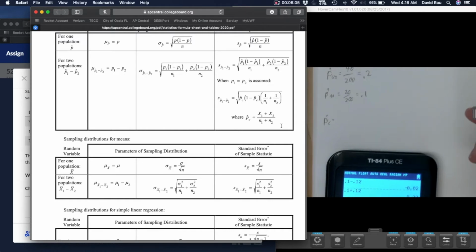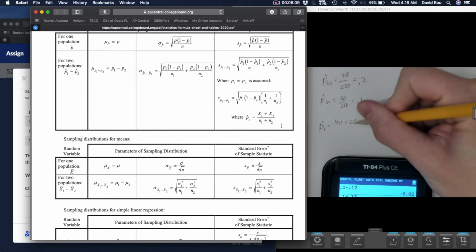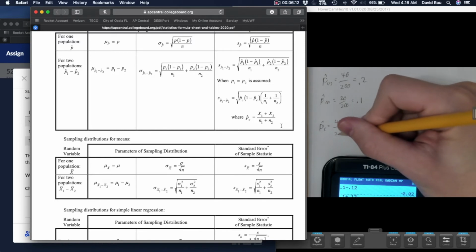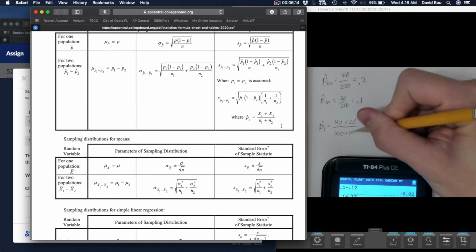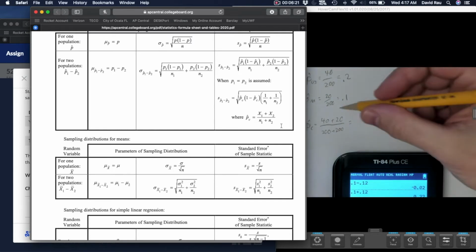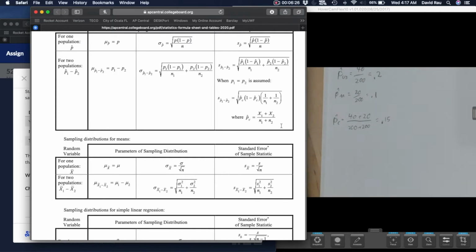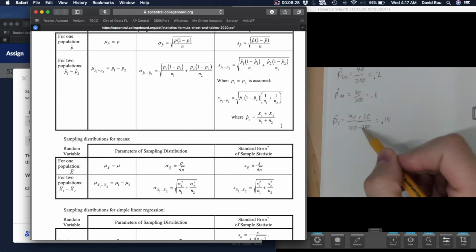It was the number of successes, and we can see those here. We have the 40 plus the 20 over the sample sizes, the 200 plus the 200. Well, that's 60 out of 400, which is 0.15. Okay, so notice that this is what we use for the standard deviation, essentially. It's a part of the standard deviation.